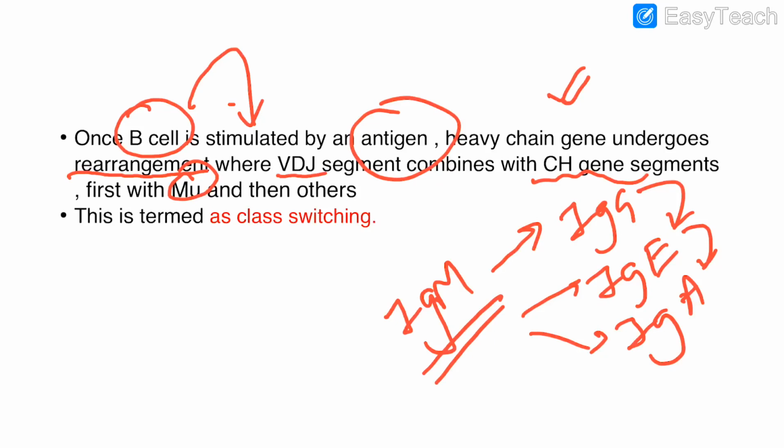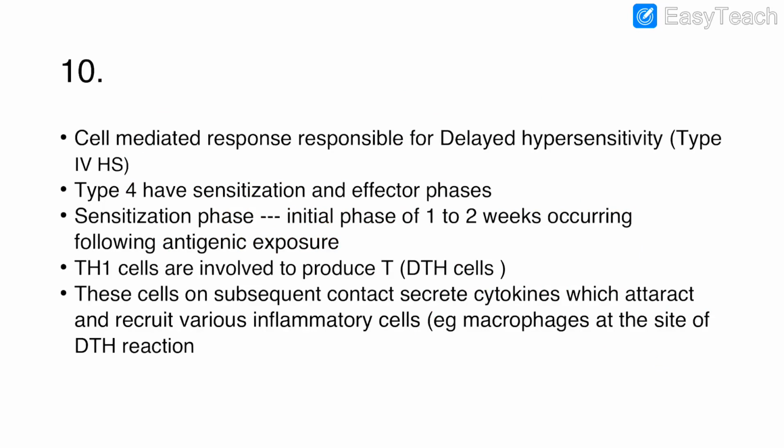And class switching is a phenomenon seen when there is a change in the constant portion of the heavy chain. Okay, and it happens with whom? It happens with the activated B cells. So that is the answer. Then the cell-mediated response is responsible for type 4 hypersensitivity. Everybody knows it, and this is a straightforward question.